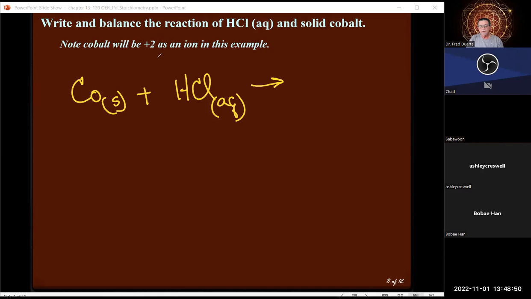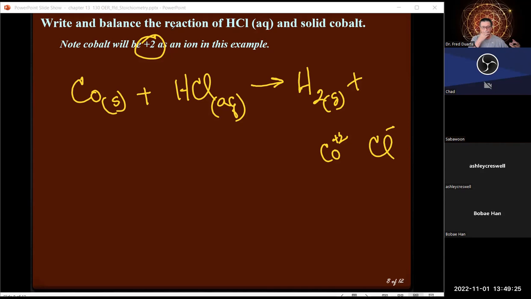Plus, they're telling you here that cobalt will be in the +2 state at the other end of the reaction as a product. So we're going to make hydrogen gas, okay, because we're replacing the metal with the hydrogen. And then we know we've got chloride, which is a -1, and the cobalt, which is a +2, because we have to tell you that, because remember, cobalt is one of the metals that has a variable oxidation state. So you have to be told that information.